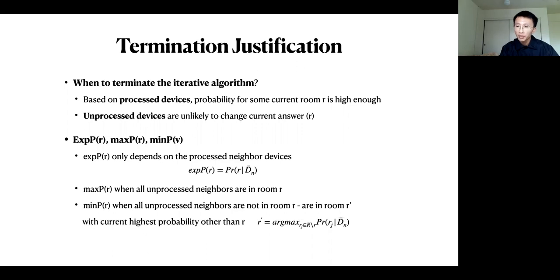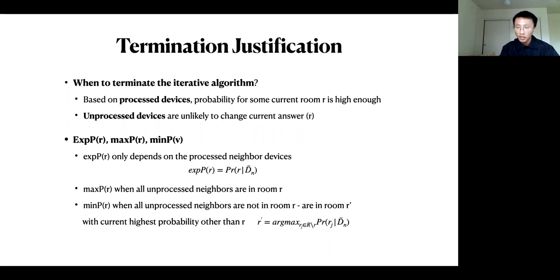So the expected P_R is the expected probability that R is the answer based on both processed and unprocessed devices. And similarly, max P and min P are the maximum and minimum probability. We showed and proved that these three probabilities can be computed as follows.